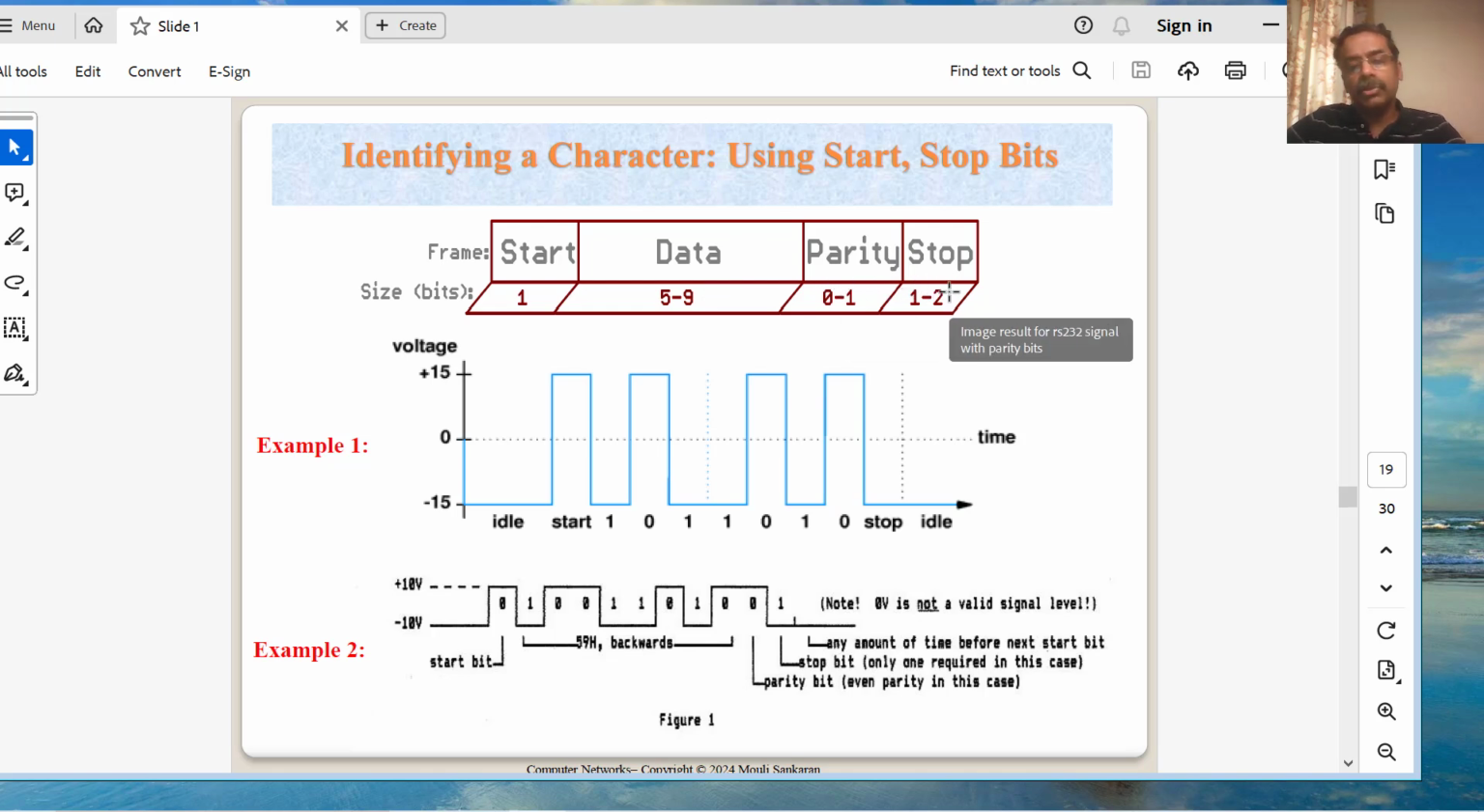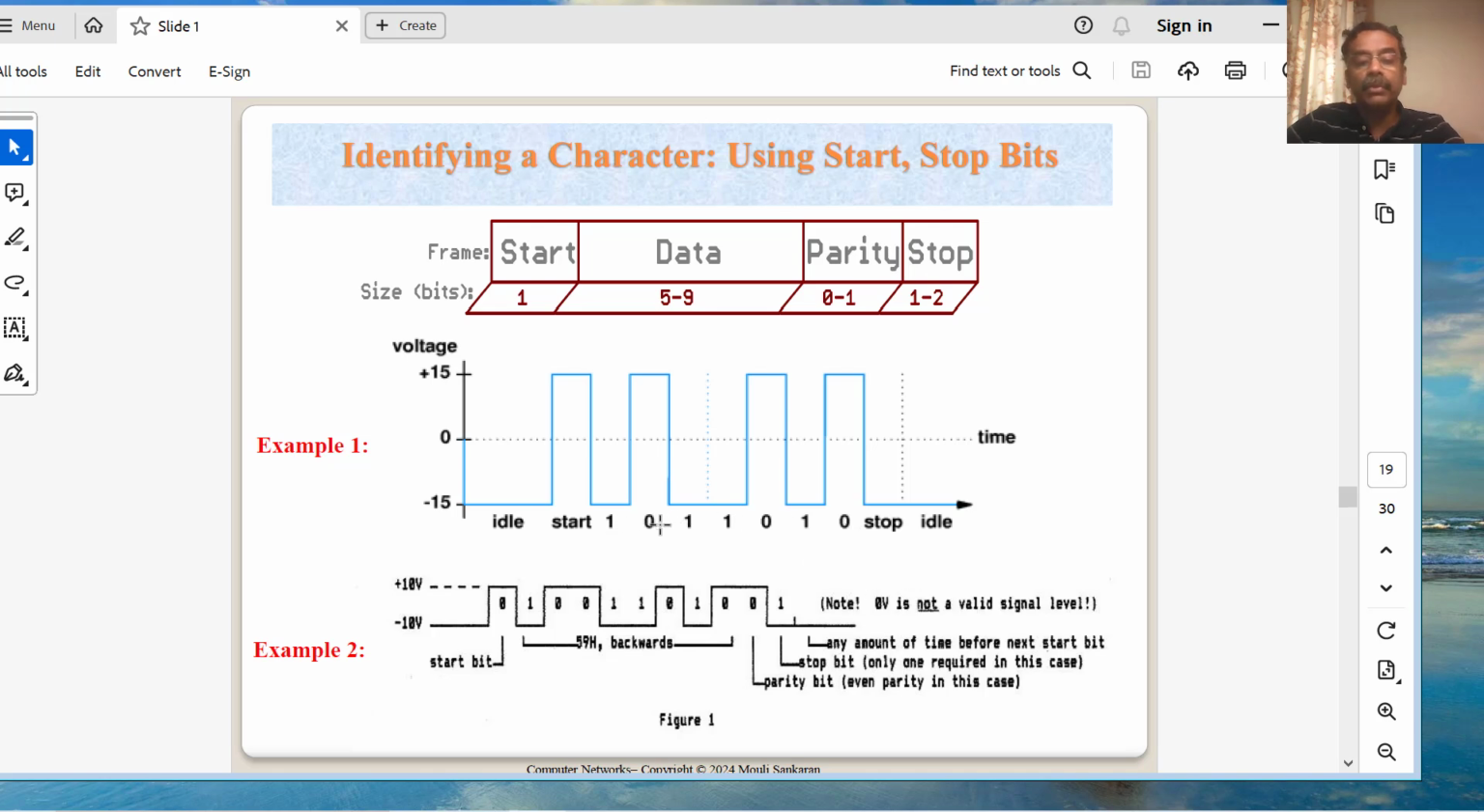And then the stop bit comes. The stop bit has to be either 1 or 2 and needs to be high, a binary value of 1, which means that it has to be minus 15 volts. So in this case, if you see, I will observe this. Start bit is 1 as per the standard. Yes, okay, start bit is 1, and then the data bits are 1 0 1 1 0 1, and then 0 is also there.